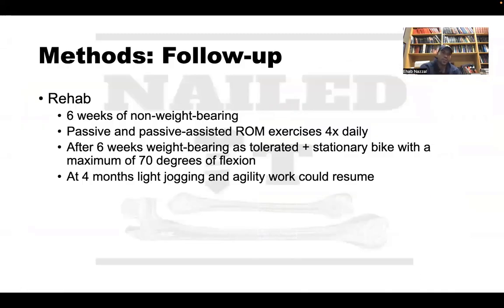For follow-up, the rehabilitation protocol was 6 weeks of non-weight bearing. They did passive and passive assisted range of motion exercises. After 6 weeks, they went on to weight bearing as tolerated, and they let their patients out to 70 degrees of flexion maximum. And then at 4 months, they did light jogging and agility work.